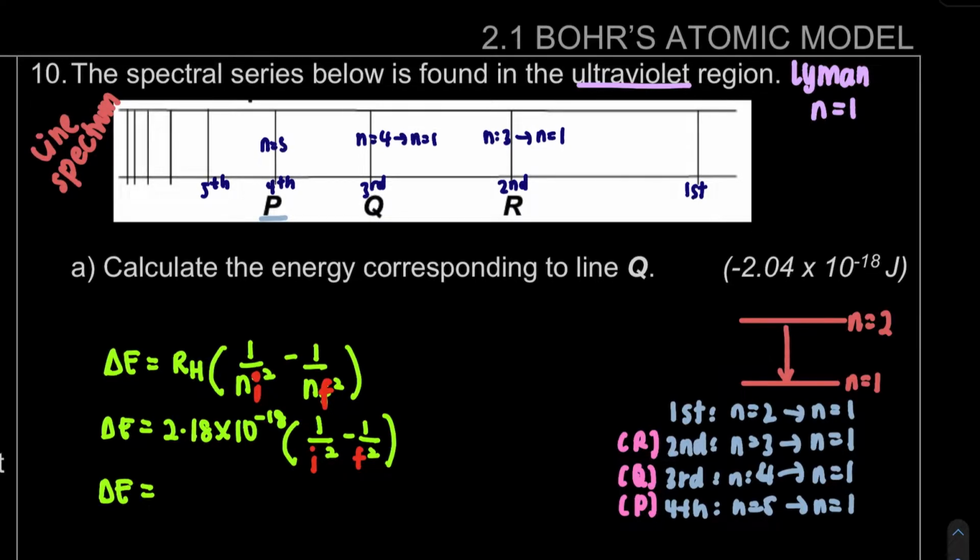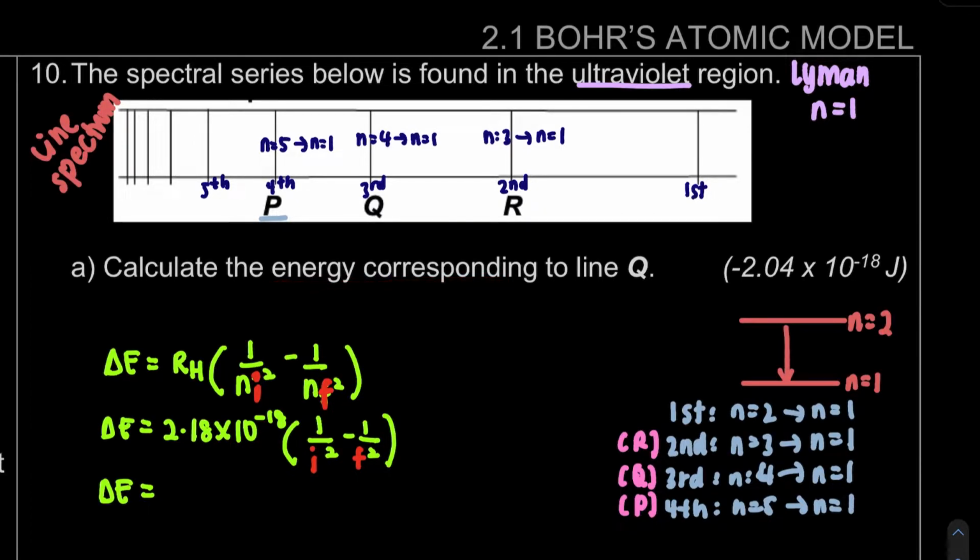Okay, so question A is to calculate the energy corresponding to line Q. Line Q is when the electron falls from n equal to 4 to n equal to 1. So when it falls, we will produce this energy.